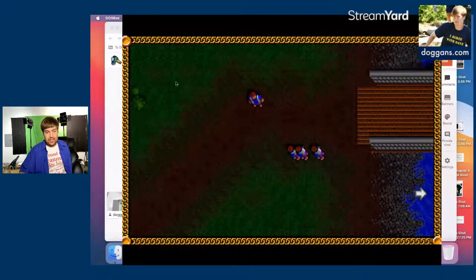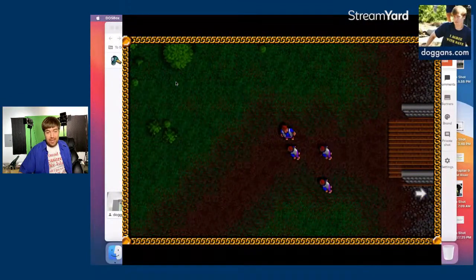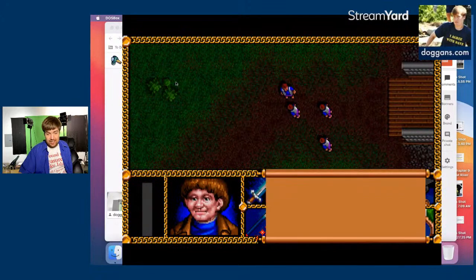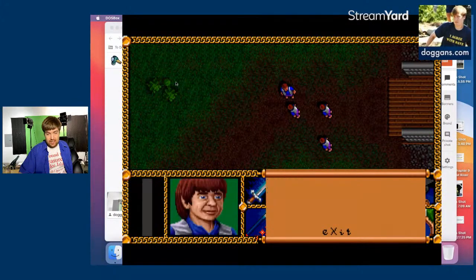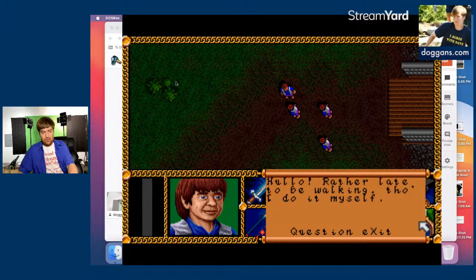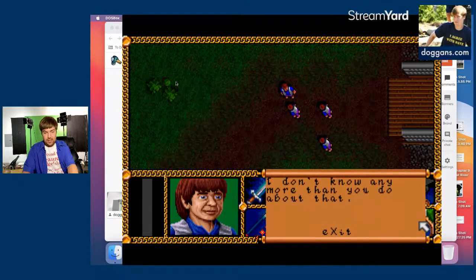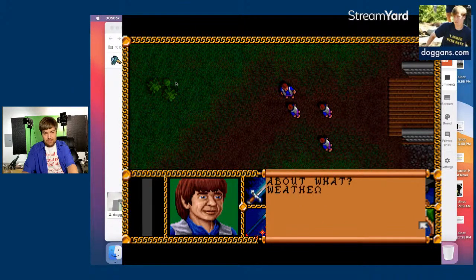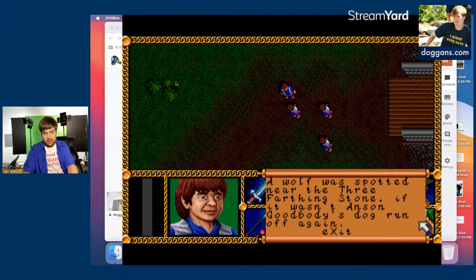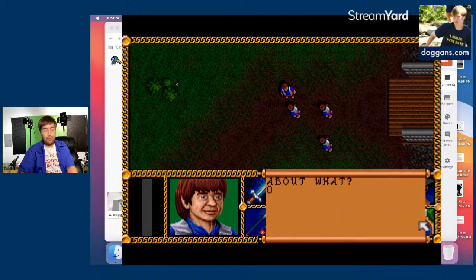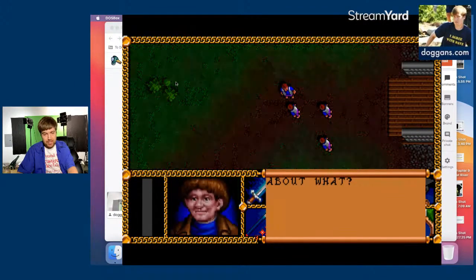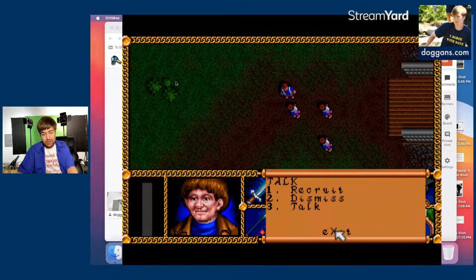Ah, who is this probably unnamed hobbit with the exact same dialogue as the other ones? Rather late to be walking. A wolf was spotted near the Three Farthing Stone. If it wasn't Anson Goodbody's dog. So maybe I should have asked all those other nameless hobbits for news. So now I know that for the future.